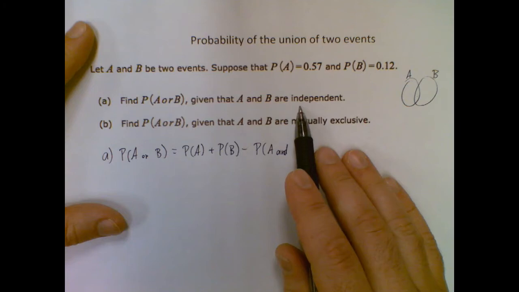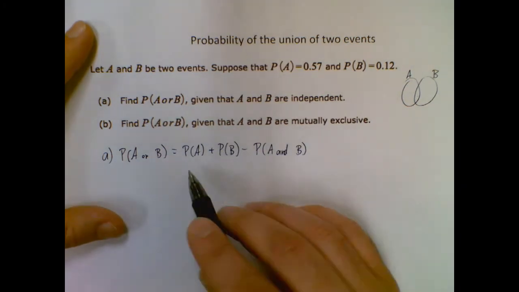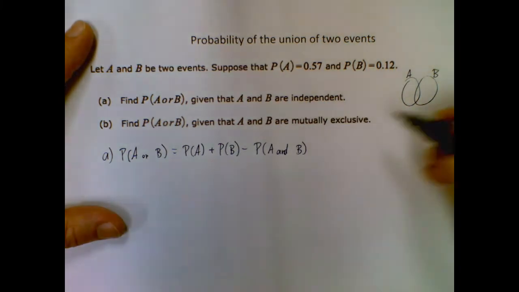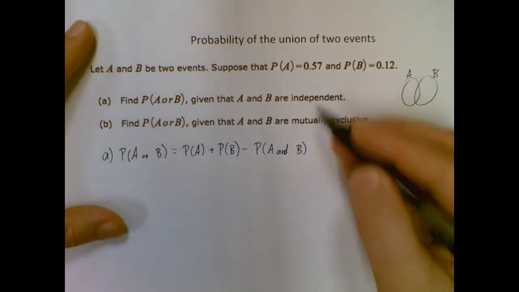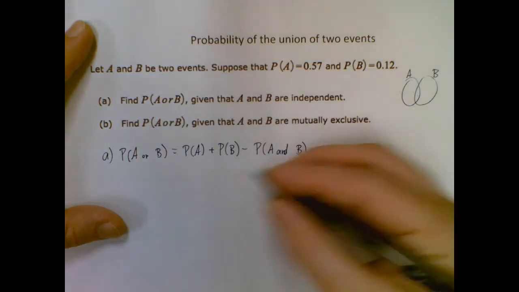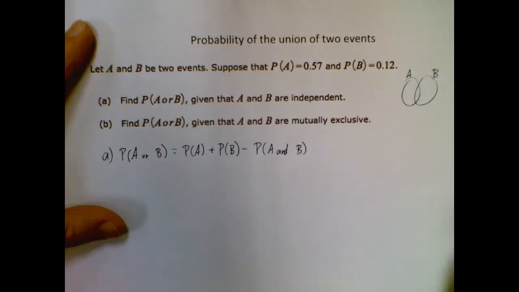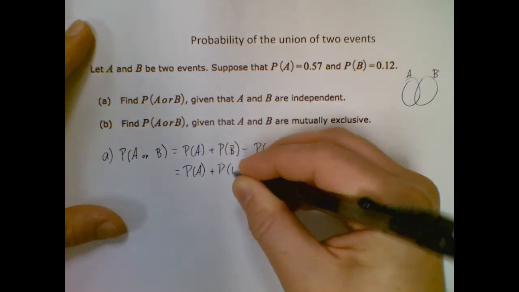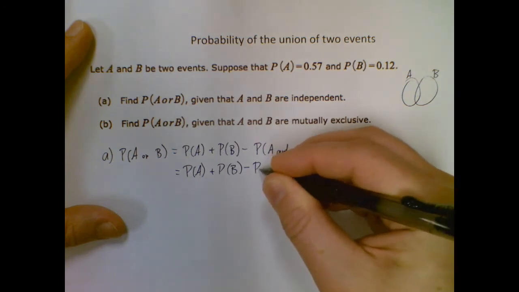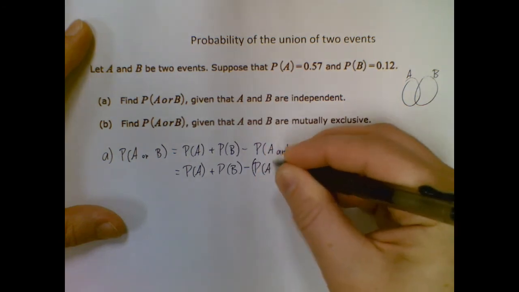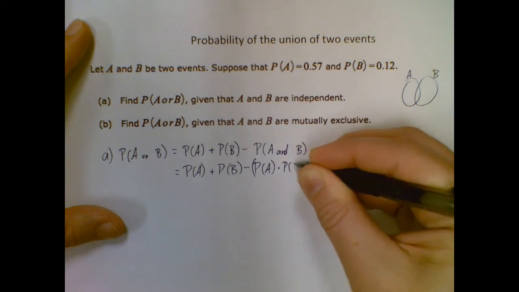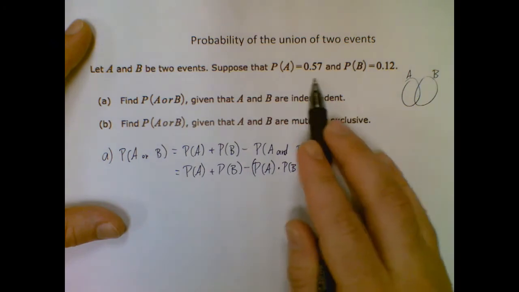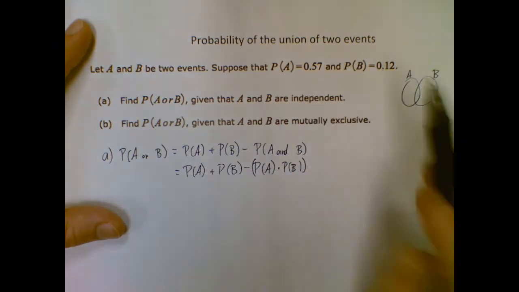So when they're independent, how can we figure this out? Well, we know the probability of A and B. They gave us those. But the probability of A and B we'll have to calculate. So whenever it's independent, the probability of A and B is equal to the probability of A times the probability of B. So I could rewrite this, put an extra parenthesis here. Okay. So now I have it all broken down into terms of things I know.